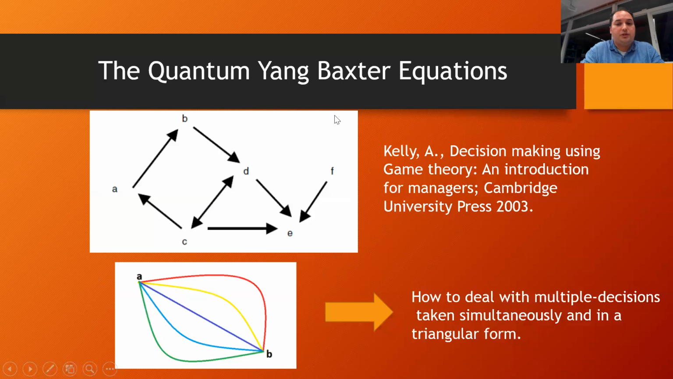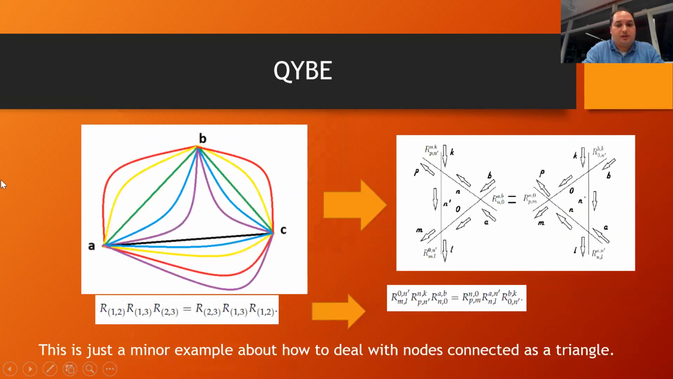And there is a powerful tool dealing with that, which is the quantum Yang-Baxter equation. Quantum Yang-Baxter equations are triangular relations, actually, like this, which appear in physics, mathematics, and in other areas of science, and can be used to study triangular relations between nodes. For example, here each R matrix is a node, and each line represents a decision. Okay, and these are equivalent decisions. For example, these triangles are equivalent.